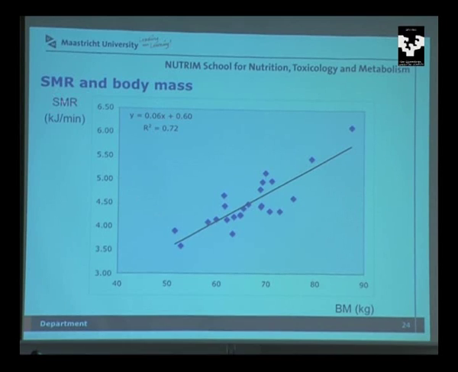So here is sleeping metabolic rate measured, and here's body mass, and then you see this very strong correlation between the body size of a subject and how much energy he needs at rest. So about 72% here of your energy expenditure is explained by your body mass. So just knowing body mass of a subject, you can already have quite a good estimate of how much energy or nutrition he or she would need during a day.